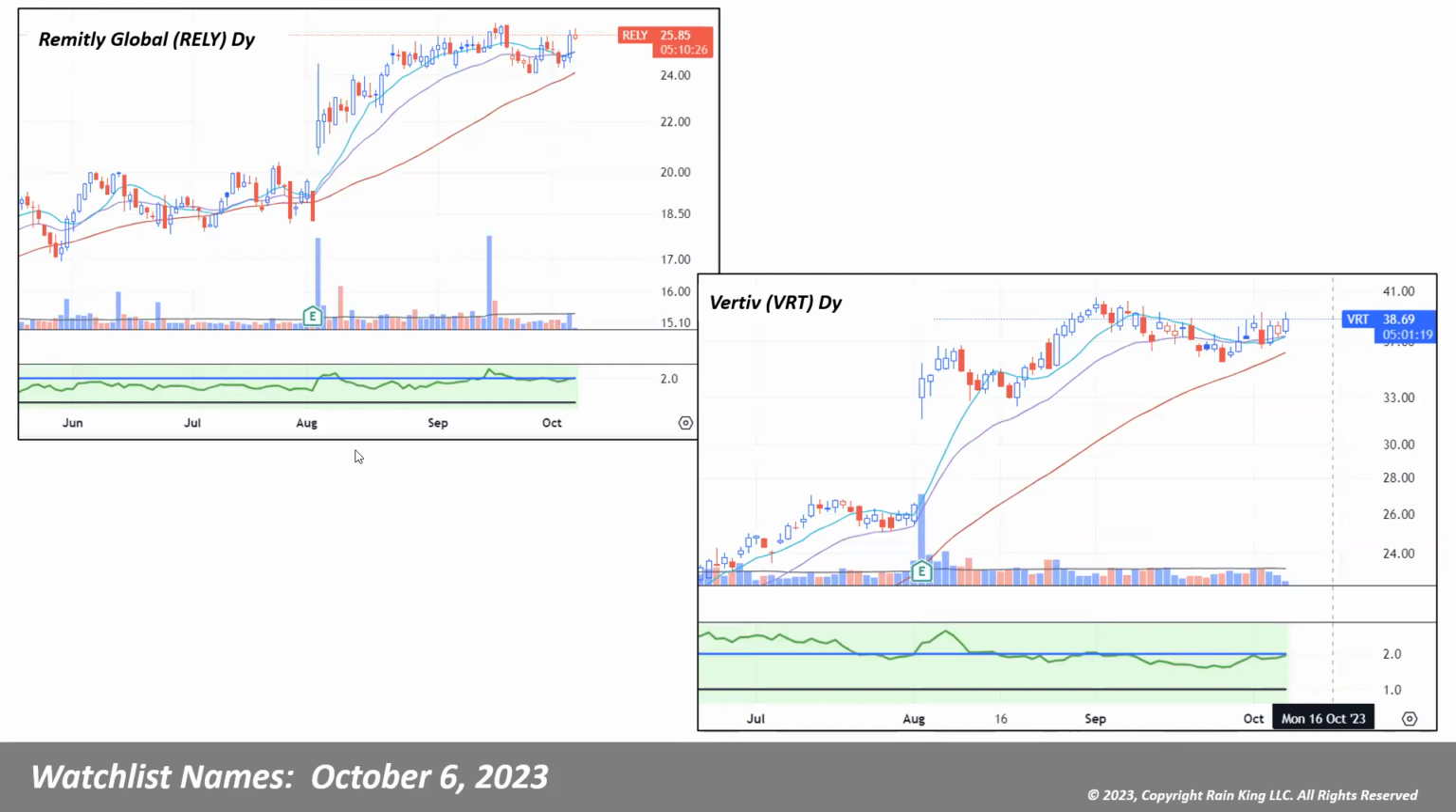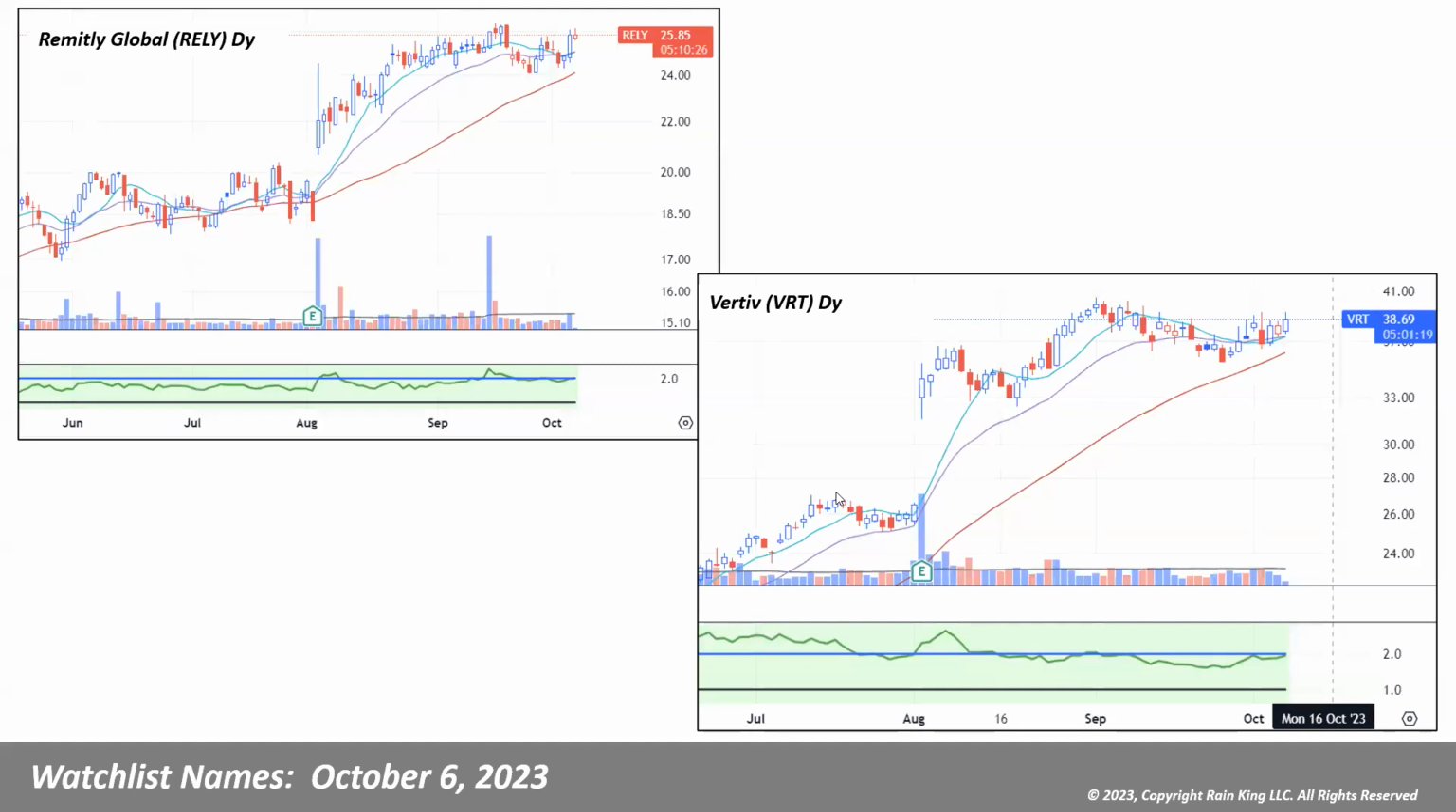A couple more to look at. Here's Remitly Global. Younger company, again, showing some relative strength to the market. I mentioned this one about a week ago, and you'll notice that the up-down volume on the stock has been right around 2.0 throughout, going almost all the way back to mid-August. So that's very constructive. The price action's been still pretty good, and it's holding in there.